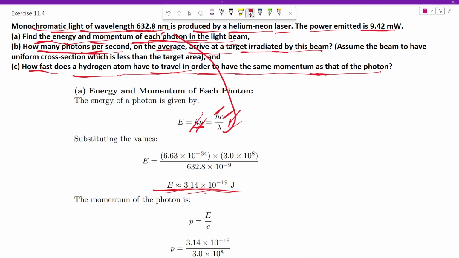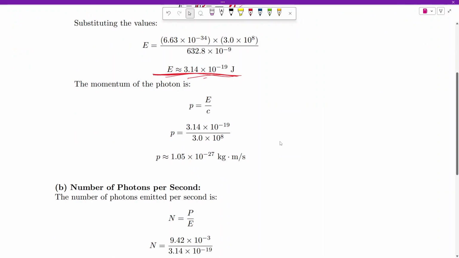Now the momentum of each photon is given by the mass times its velocity, or we can calculate the momentum by the formula p equals E by c, where we have already calculated the value of E, that is the energy of each photon. Dividing it by the speed of light, we will get a value of p equals 1.05 into 10 to the power minus 27 kg meter per second.